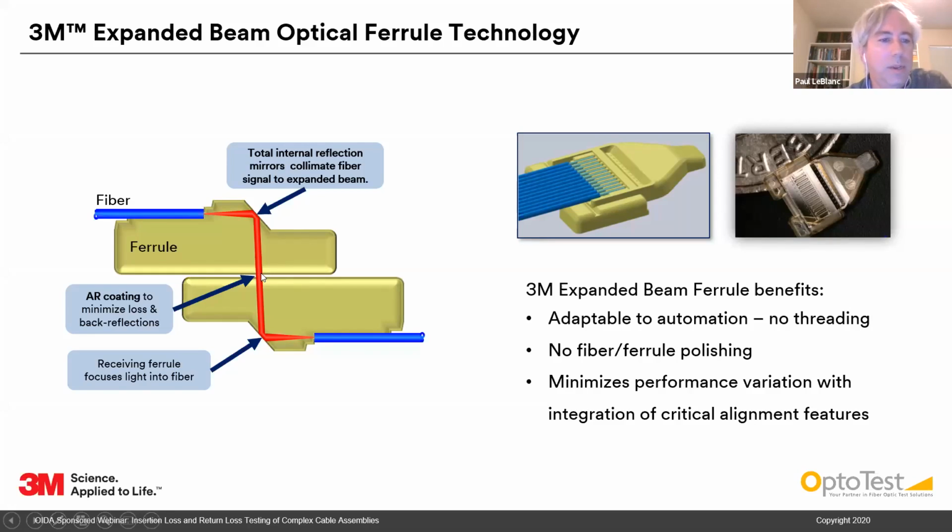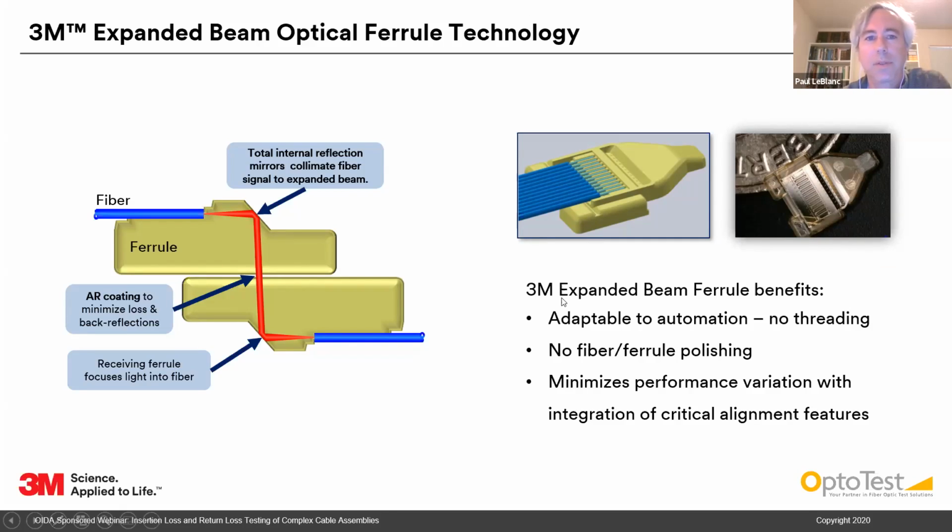At the exit point, there's an anti-reflection coating to minimize loss and back reflection. And then there's an identical ferrule that will receive that expanded beam and then focus it back into the receiving fiber. So that happens for each of the 12 fibers.